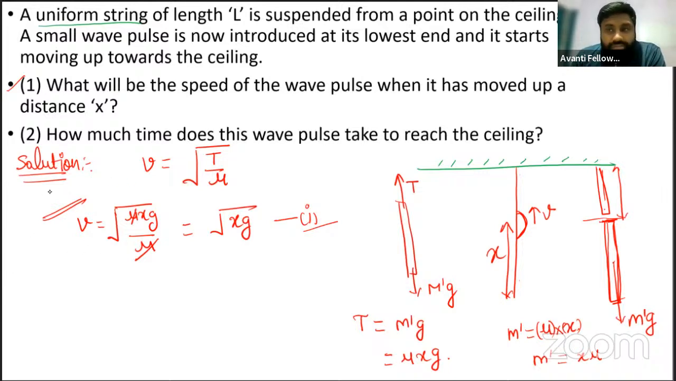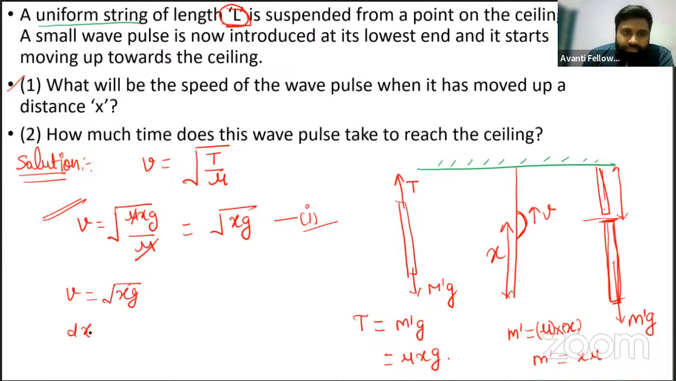Now the second portion of the question says: how much time does this wave pulse take to reach the ceiling? Now, what is the length up to the ceiling? The length of the string is capital L here. Now, what can we do? We can take this equation v is equal to square root of xg.